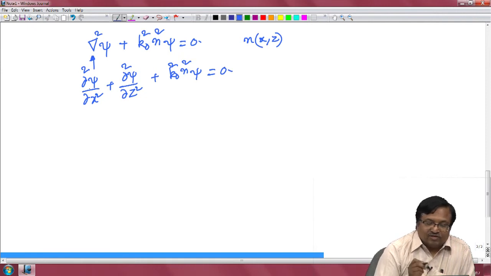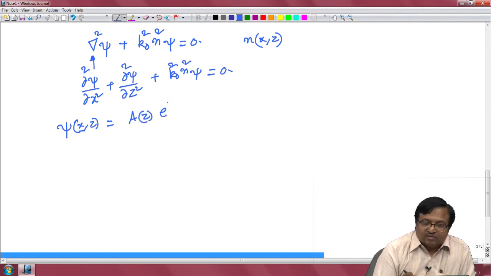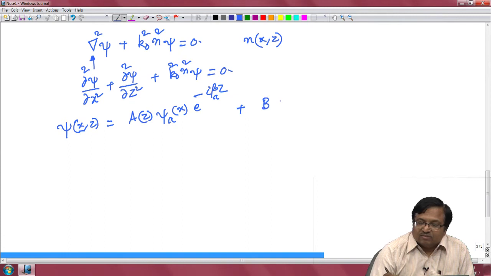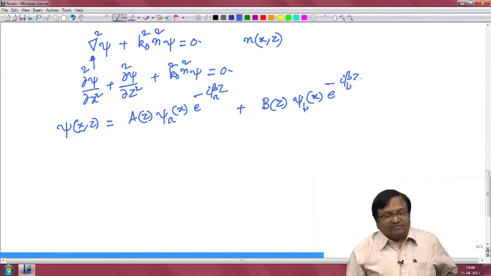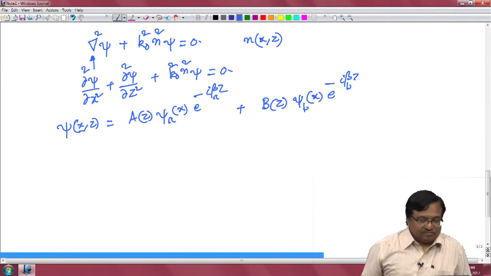Now, expressing the total field in terms of the individual mode fields, we get psi of x comma z is A of z into psi A of x into e power minus i beta A z, plus B of z into psi b of x e power minus i beta b z. We are considering two arbitrary waveguides which may have different propagation constants.